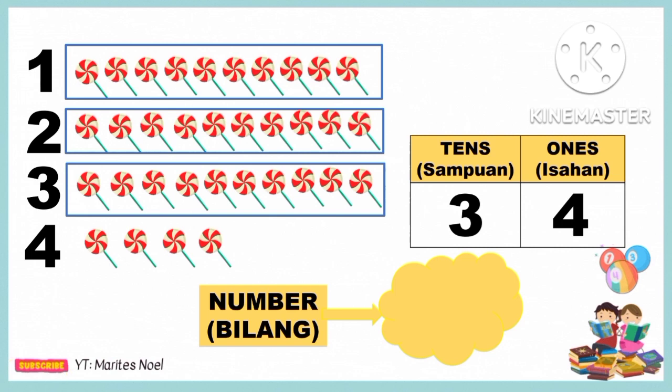Let us read. 4 ones. In Filipino, 4 na isahan. Let us read again. 3 tens and 4 ones. In Filipino, 3 sampuan at 4 na isahan. The total number of lollipops is 34. In Filipino, ang kabuang bilang ng mga lollipop ay 34.